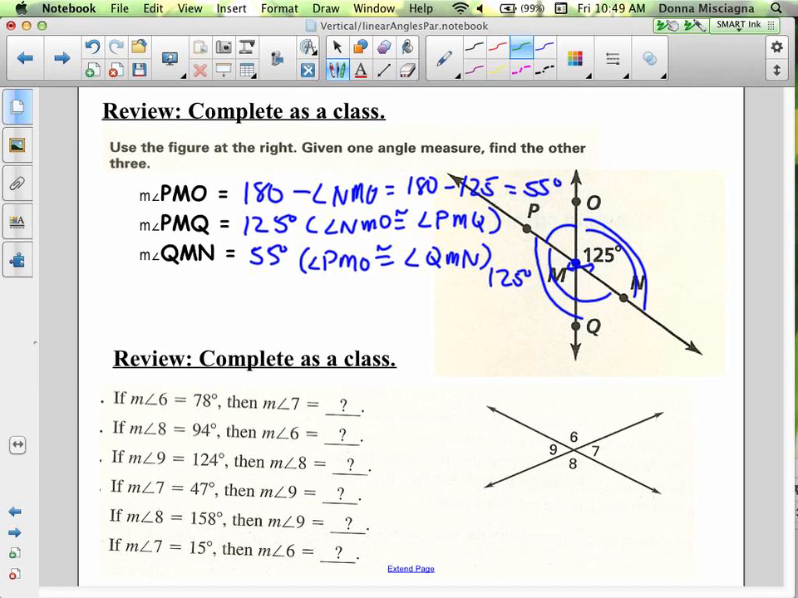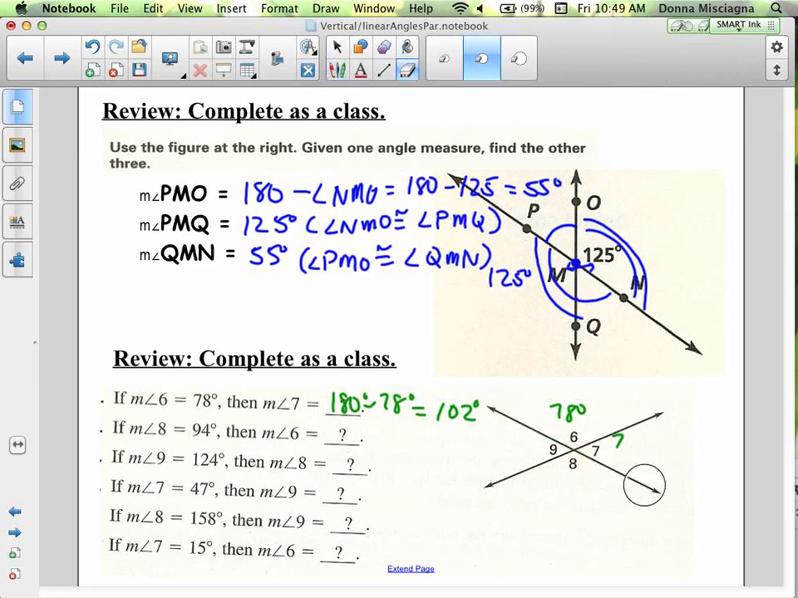Right, so if the measure of angle 6 is 78 degrees, then find the measure of angle 7. Right, well, together they have to add to 180 degrees. Right? They're a linear pair. You can see they're forming a straight line. So that's going to be equal to 180 minus 78 degrees. So that's going to be 102 degrees. Now I'm going to erase this, because now we have a new set of angle measures.